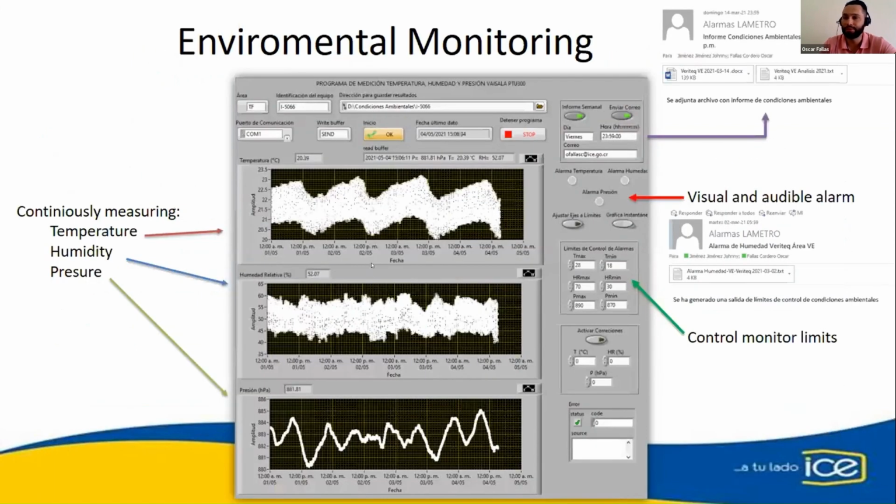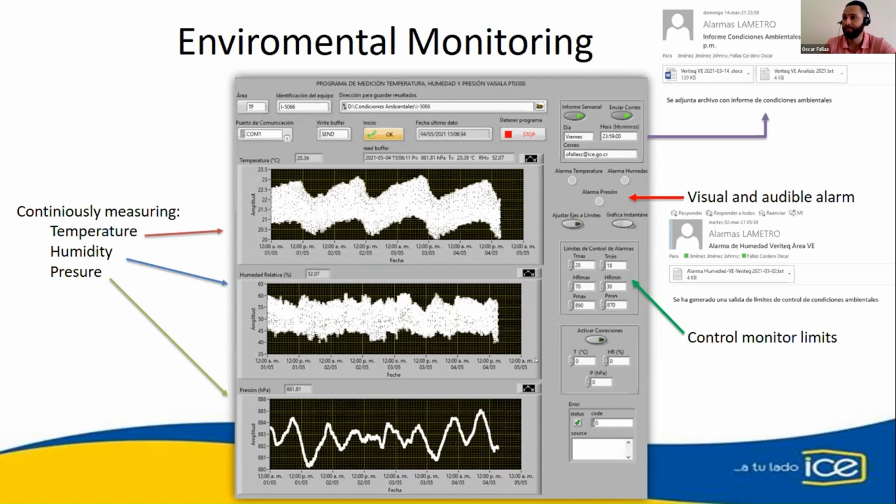To complement that, we also do environmental monitoring measurements continuously. For example, this program is showing the measurements that we do for temperature, humidity, and pressure. In here, we configure where we can save the data. We save one every minute. Also, we can configure the information for a weekly report.